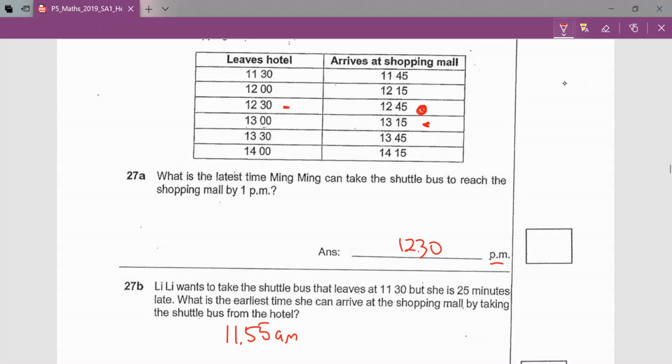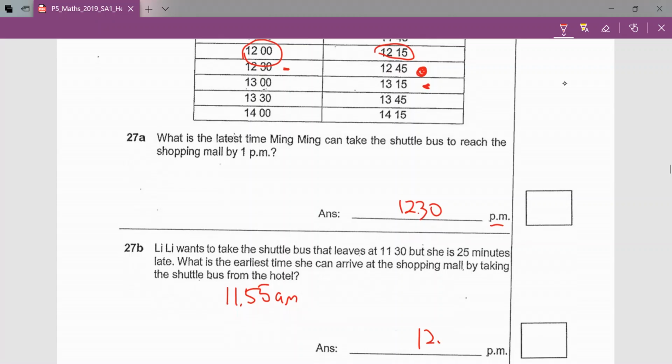what? The earliest bus she can take is the 12 o'clock bus, which means she's going to reach at 12:15. 12:15 p.m. That's your answer.